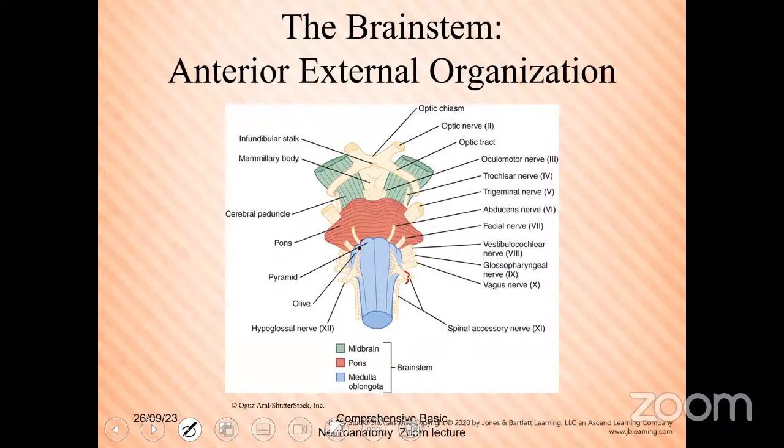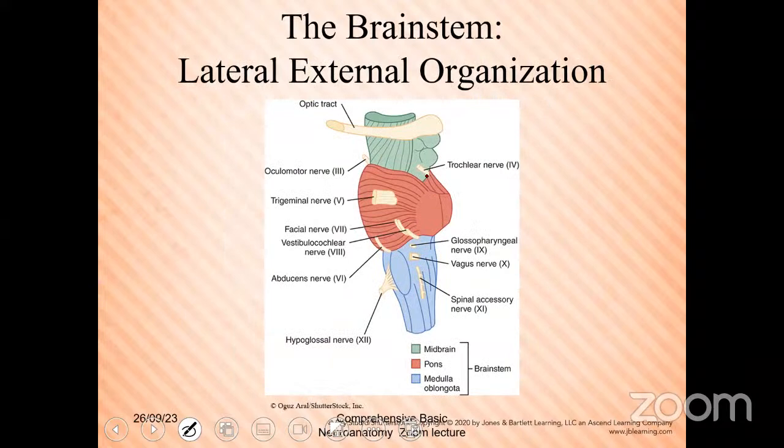You can see the pyramids which are carrying the corticospinal tract fibers coming down, and this is the pons which has got the big trigeminal nerve located here, and below the inferior colliculus is the trochlear nerve, and the superior colliculus is the oculomotor nerve, and above that, you can see the optic chiasma and optic nerve, and you can see the mammillary bodies sandwiched here. And these are the cerebral peduncles which are carrying the corticospinal tract on either side.